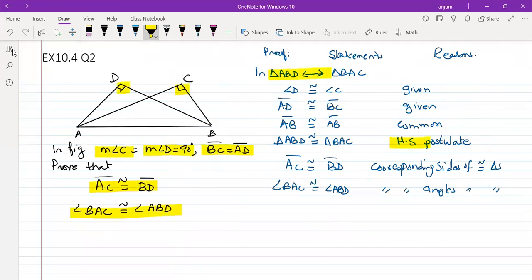So we can take the correspondence of these two triangles, ABD and BAC, and we can see that angles D and C are given to us congruent, and sides AD and BC are given to us congruent. We can take AB congruent to AB, the third side, and by doing so, we can prove the hypotenuse side postulate. These two triangles are congruent, and their corresponding sides AC and BD are congruent. These are the corresponding sides of congruent triangles, and their corresponding angles BAC and ABD are the corresponding angles of the congruent triangles. So they are congruent to each other. Thank you so much.